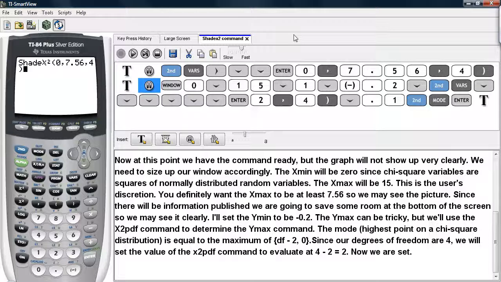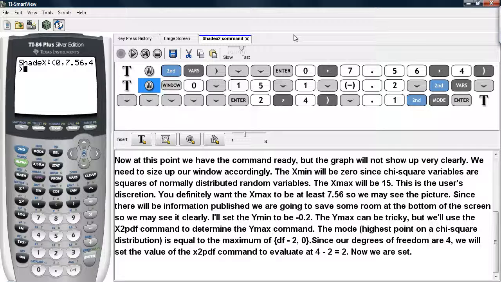Now at this point we have the command ready, but the graph will not show up very clearly. We need to size up our window accordingly. The x-min will be 0 since chi-square variables are squares of normally distributed random variables and therefore cannot be negative. The x-max will be 15. This is the user's discretion.